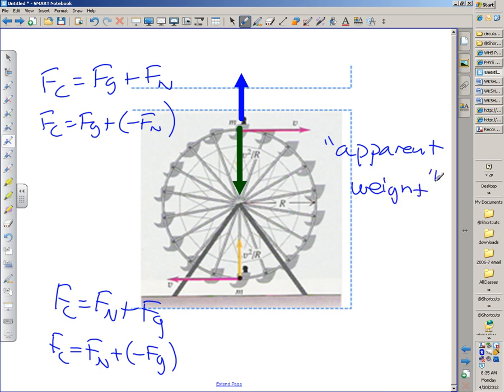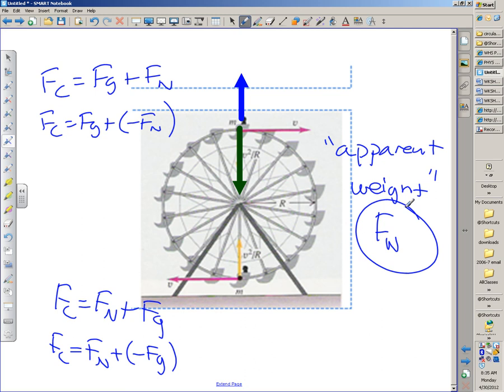And we talked about on Friday, if the problem is asking you to solve for apparent weight, what is it really just asking you for? If it says, what's the apparent weight at this point, what's the apparent weight at that point, it's just asking you for the normal force. It says, what's the normal force at this point? Questions?